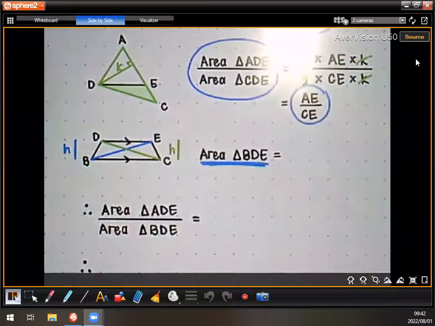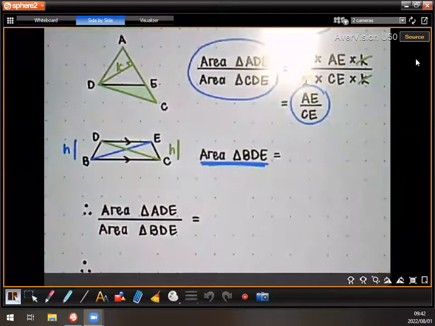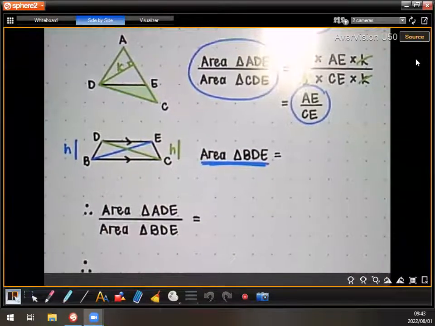So guys, the reason for that is because these two lines are parallel. And when you learned the definition of parallel lines in grade 6 or grade 7, you learned that parallel lines always have the same distance between them. You guys remember that? They can never touch. They always have the same distance between them. And the distance between these two parallel lines is the perpendicular height of both of these triangles.